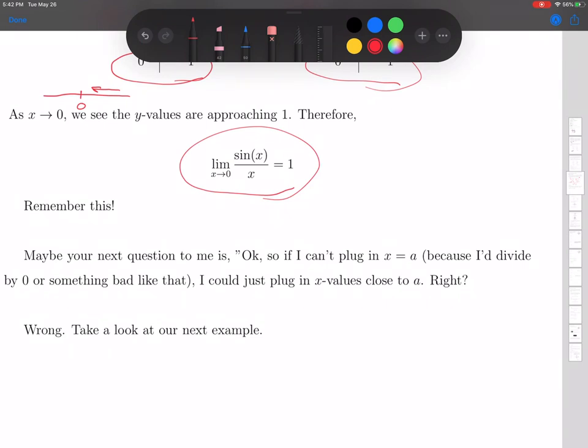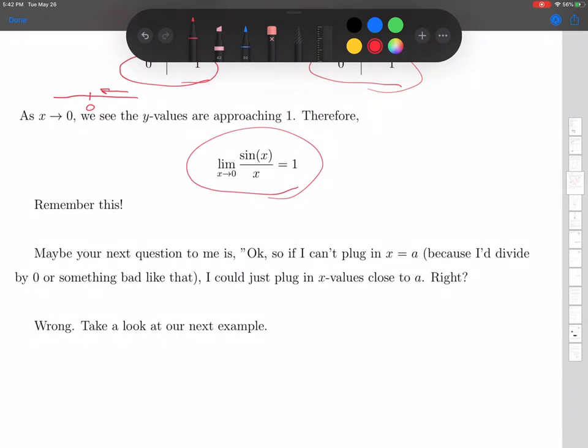So maybe your next question to me is, and I know I can't hear you because you're watching a video, but maybe your next question is, okay, so if I can't plug in the number that I'm approaching, if I can't plug in x is equal to a, because I'll divide by 0 or something bad like that, could I just plug in x values close to a? Would that work for me? Well, wrong. So I'm not trying to confuse you guys, but let's go ahead and look at our next example.